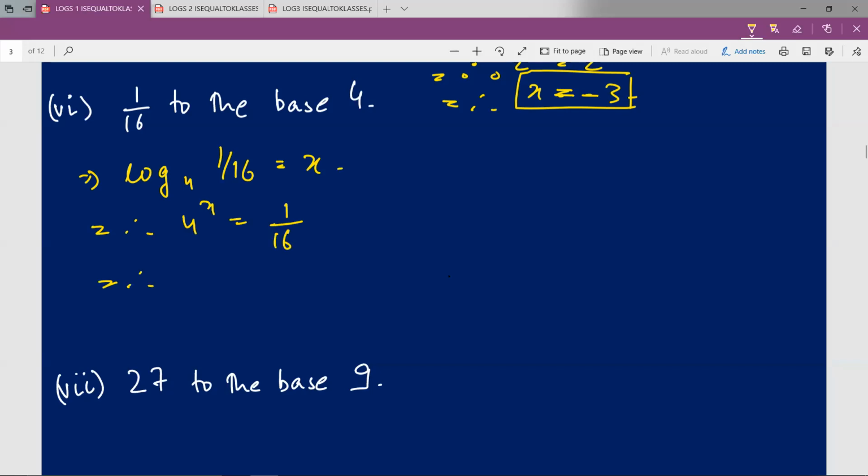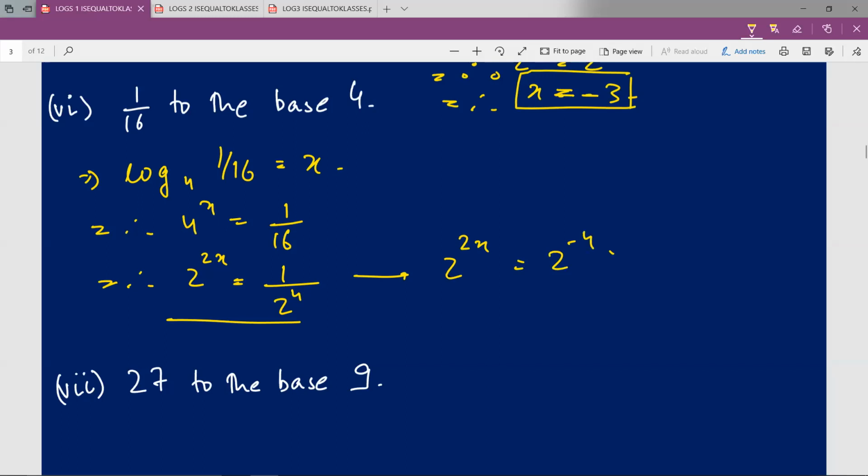Now again, the question cannot be solved in 2 or 3 steps. It will take many steps. Now 4 raised to the power x, I can write that as 2 raised to the power 2x is equal to 1 upon 16, which can be written as 2 raised to the power 4. Now 1 upon 2 raised to the power 4 can be written as 2 raised to the power minus 4. So this equation will be rephrased as 2 raised to the power 2x is equal to 2 raised to the power minus 4. Now in both of the sides, the bases are same.